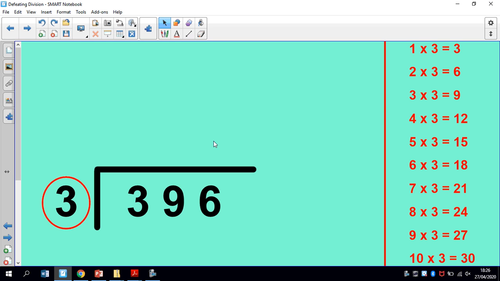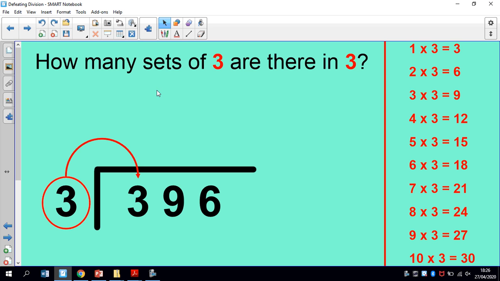Okay, so the first step should begin with a question, really, and that question is how many sets of 3 are there in 3? We're going to do this digit by digit, and that means we have to start here on the left digit of the dividend, and we think, how many times can I fit 3 into 3? Well, just remember that you can only fit one set of 3 into 3, so our answer is going to go up here on the top. Our first digit is going to be 1, because only one set of 3 fits into 3. Make sense so far? Excellent.